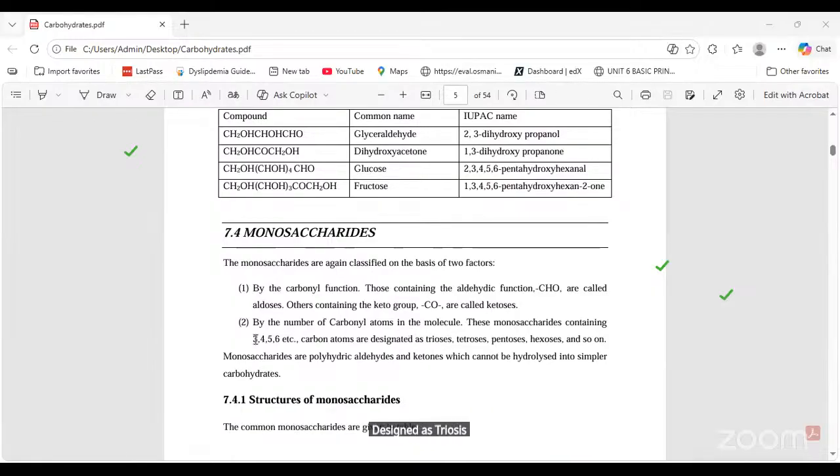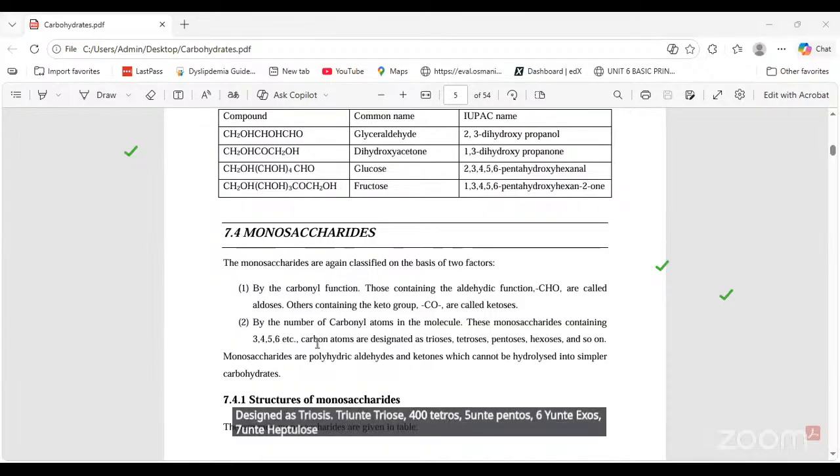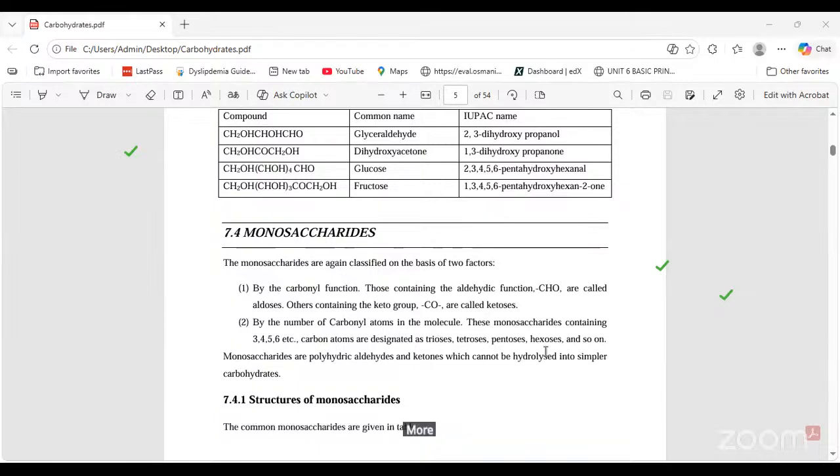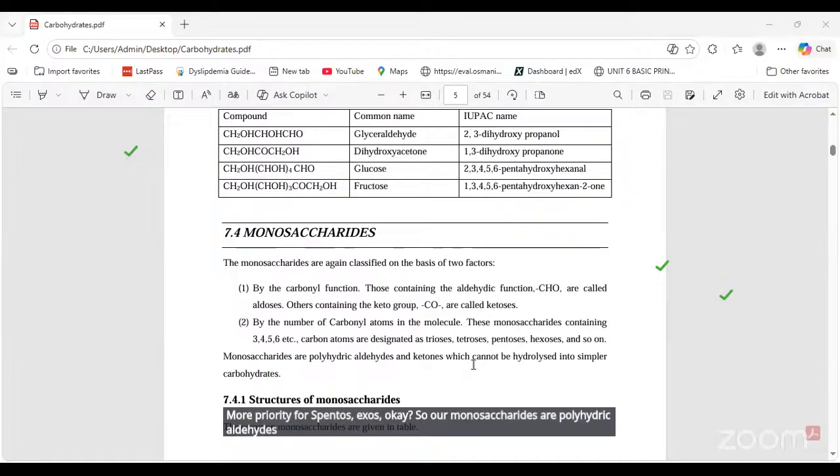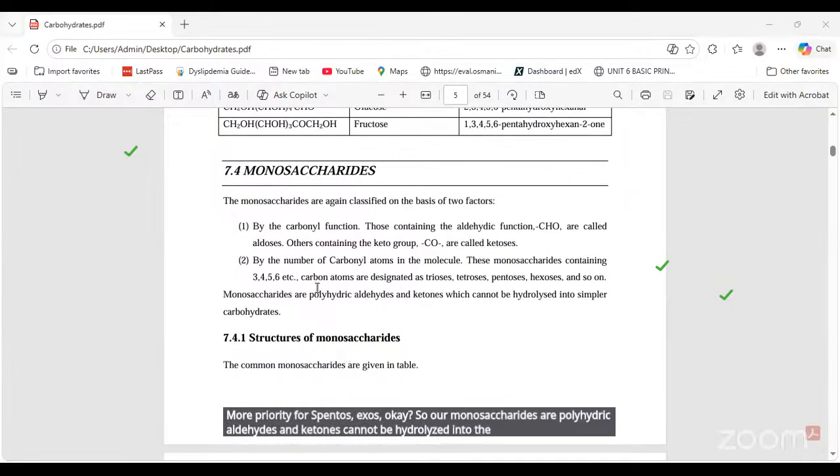3 is triose, 4 is tetrose, 5 is pentose, 6 is hexose, 7 is heptose, like that. The number of carbons changes the name; the name depends upon the carbon count: pentose, hexose, and so on. Monosaccharides are polyhydric aldehydes and ketones that cannot be hydrolyzed into simpler carbohydrates.